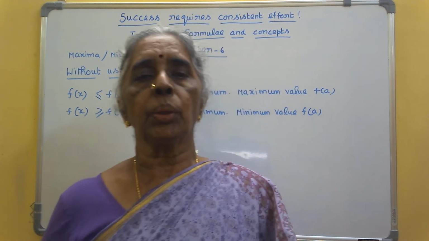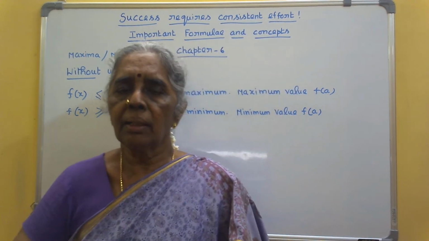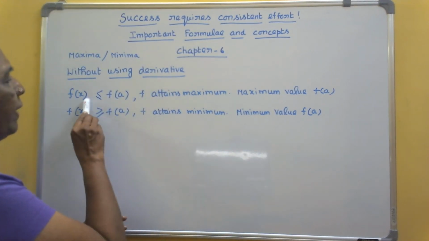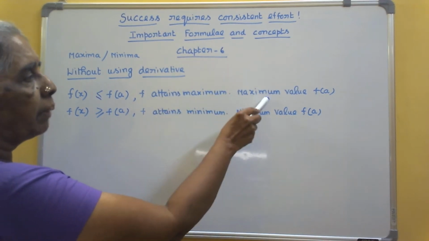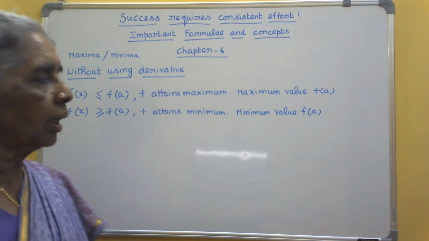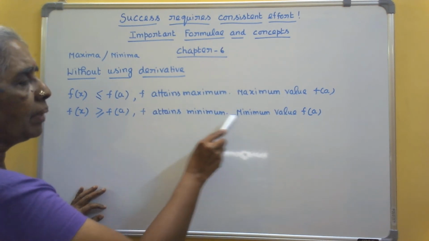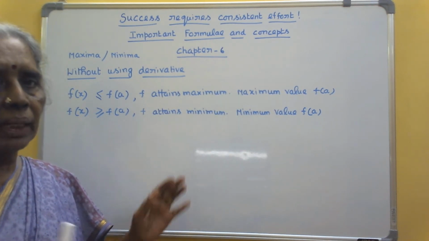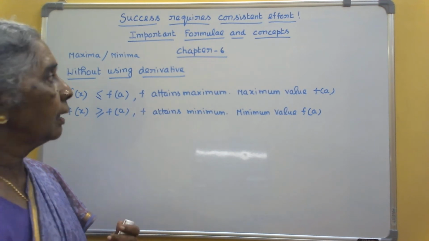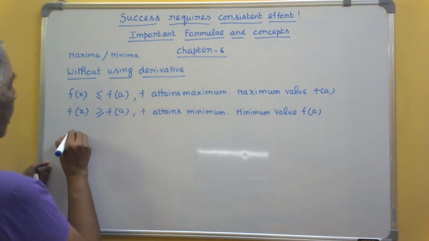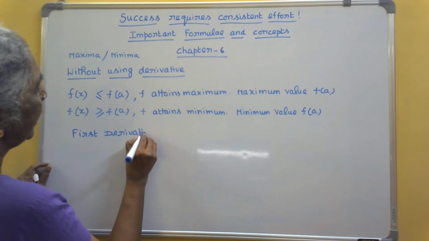First is without using derivative. This we will be using only in modulus sums. Okay. The concept is, if f of x is lesser than or equal to f of a, f attains maximum and the maximum value is f of a. If f of x is greater than or equal to f of a, f attains minimum and the minimum value is f of a. We have done sums using this, modulus sums, in the textbook and extra we have done, right?